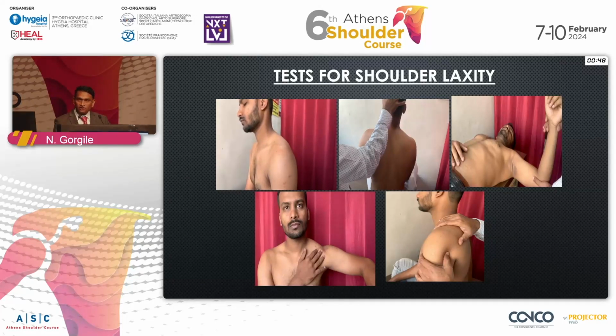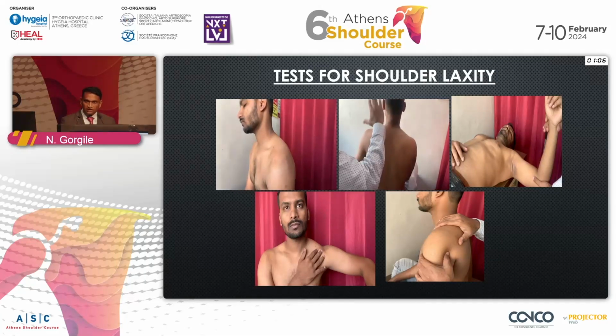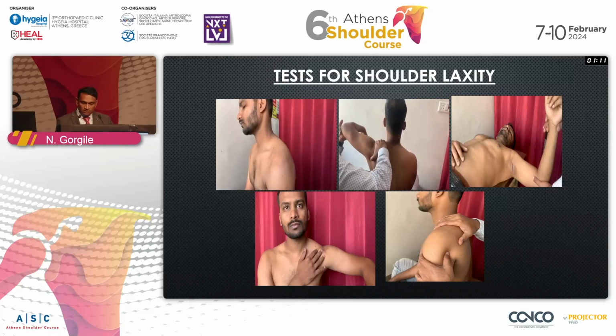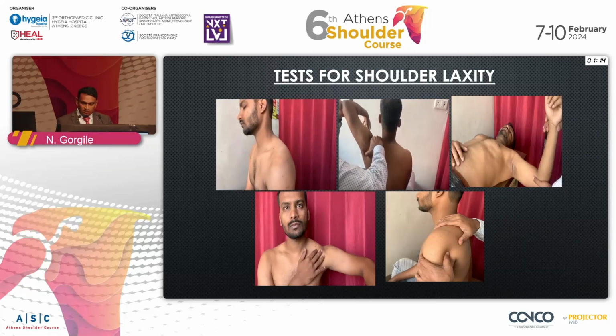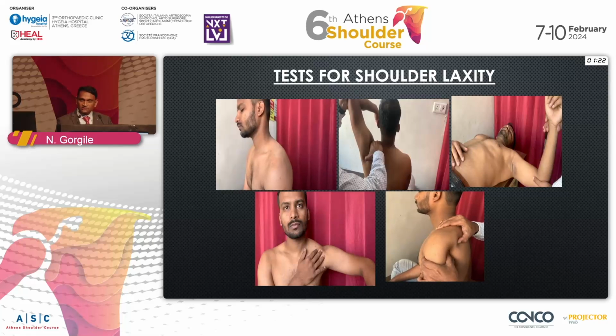So I looked for the laxity of the shoulder. Here you can see, the Gagey hyperabduction test was positive. And the anterior and the posterior tests were also positive.